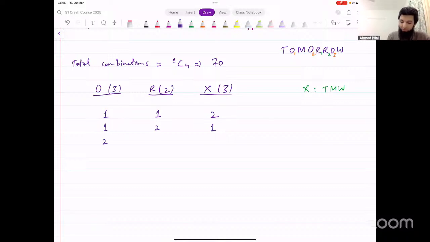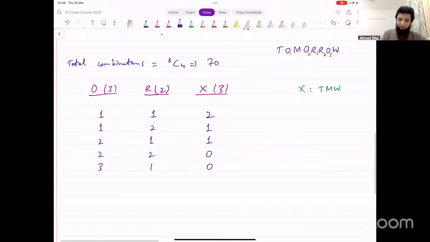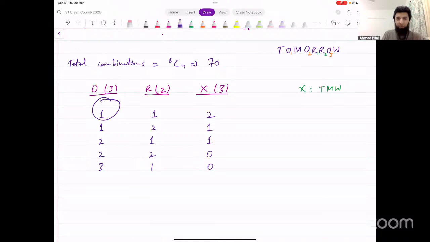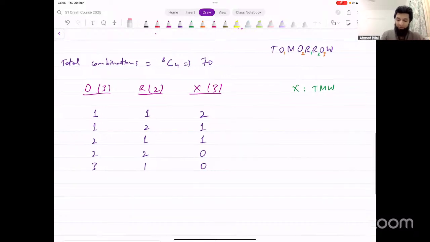Let's do 2 O's. With 2 O's, I can have 1 R and 1 remaining letter. With 2 O's, I can have 2 R's and no remaining letter. And then I can have 3 O's. With 3 O's, I can have 1 R and no remaining letter. These are all the possible cases that satisfy the given condition. Now, since we are treating all letters as different, the 3 O's are also all different. The 2 R's are also different when we are finding probability. Now we would also have to select the 1 O out of the 3 O's because we are treating them as different. We're considering that the O's are all different.